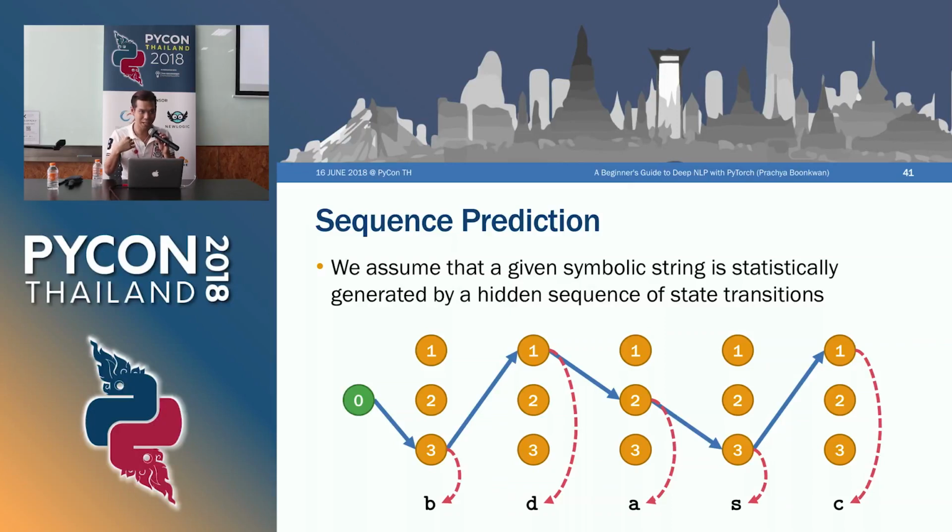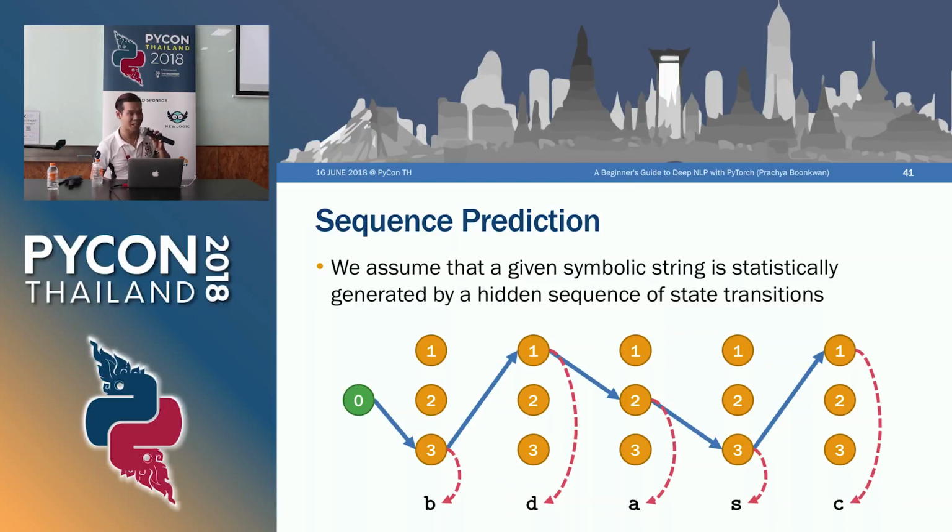We are going to predict what's going on underneath the given string. We assume that a given string is statistically generated by a hidden sequence of state transitions. So you've got 3 hidden states, and from the starting state, it moves from one to another, and as it moves, it generates a symbol. It looks very tedious. That's actually a hidden Markov model, if you have some background in statistics. This is a hidden Markov model.